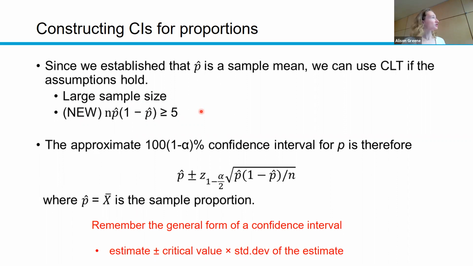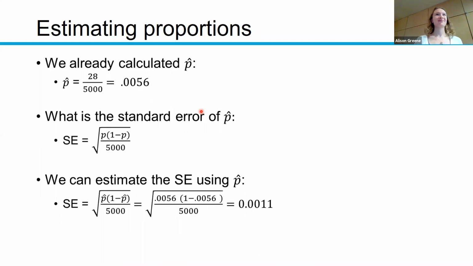So since we established that P hat is a sample mean, we can use, again, the findings of the central limit theorem to see if the assumptions hold. Yeah. Oh, yeah, sure. Yes, the bottom one is the estimate.